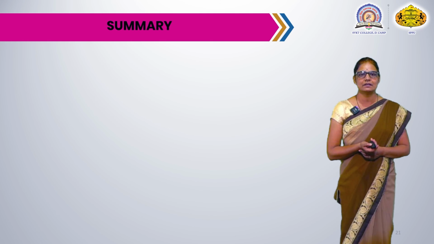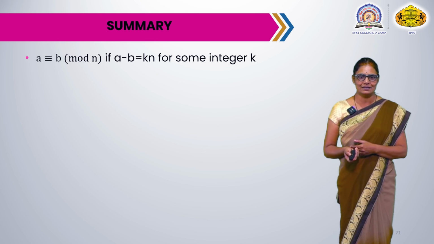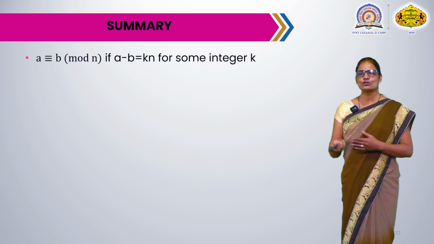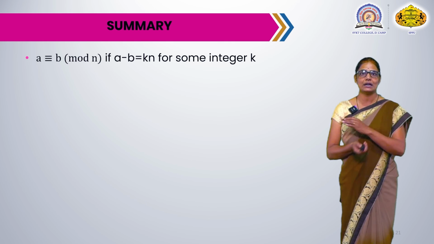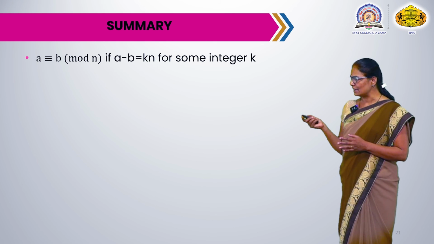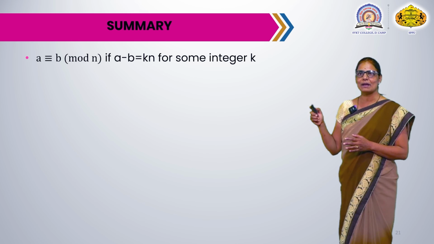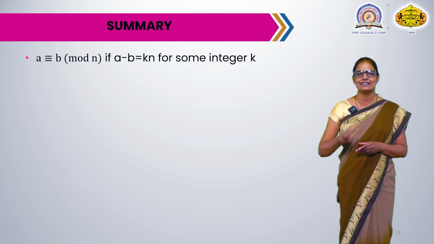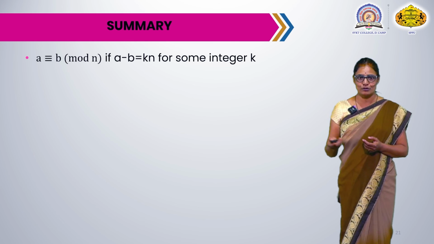So let us summarize today's lecture. At the start of the lecture, we studied the definition of congruence. In the definition, we consider n an integer greater than 1, which is fixed, and A and B any two integers. The integer A is said to be congruent to B modulo n if and only if n divides A minus B, that is, the difference A minus B is an integral multiple of n, so A minus B can be written as k times n. Remember, this is the basic definition of congruence.